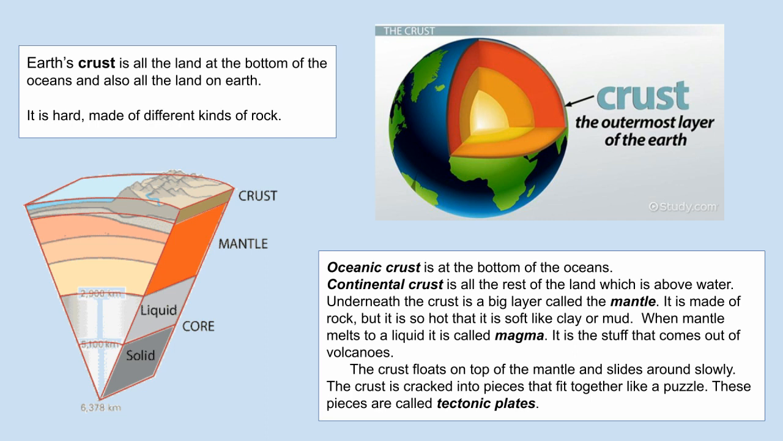Underneath the crust is a big layer called the mantle. It's made of rock, but it is so hot that it is soft like clay or mud. When the mantle melts to a liquid, it's called magma. It's the stuff that comes out of volcanoes. The crust floats on top of the mantle and slides around slowly. The crust is cracked into pieces that fit together like a puzzle. These pieces are called tectonic plates.